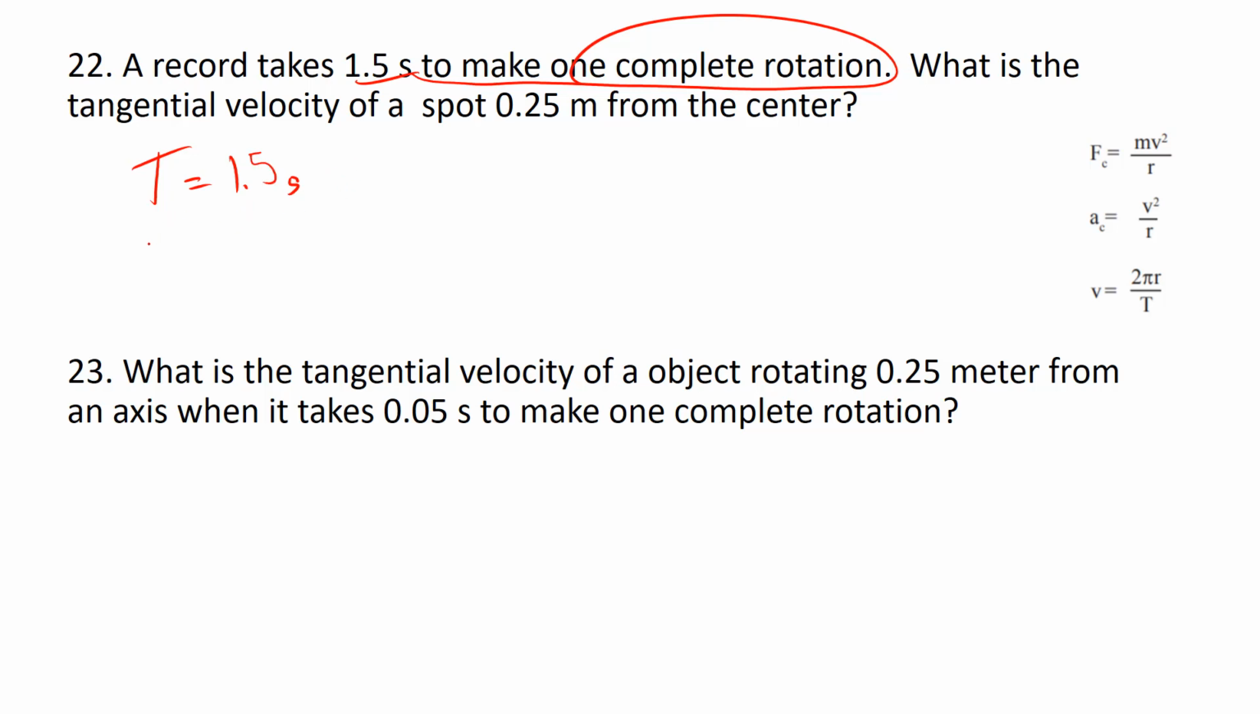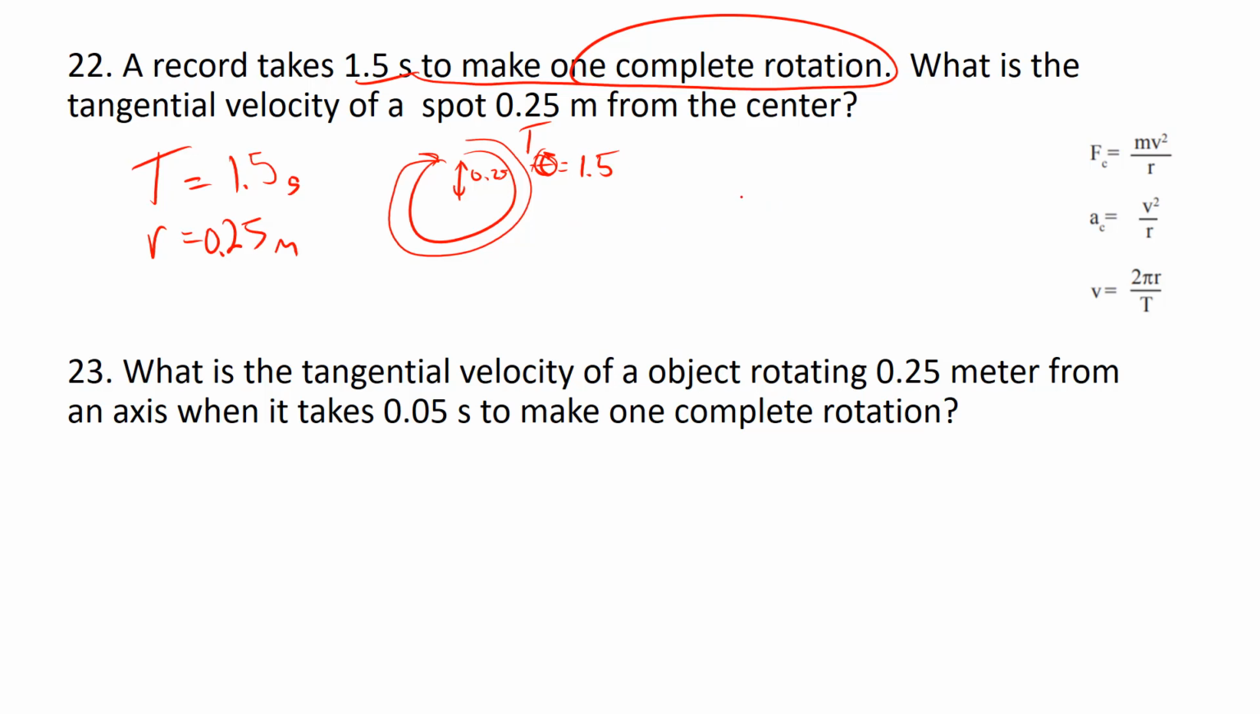And what's the tangential velocity at a spot that has a radius of 0.25 meters from the center? So this is 0.25, and the time it takes is 1.5 seconds. Once again, when it's the time it takes to do that, this becomes a capital T, the time for one rotation. So to go around once takes 1.5 seconds.